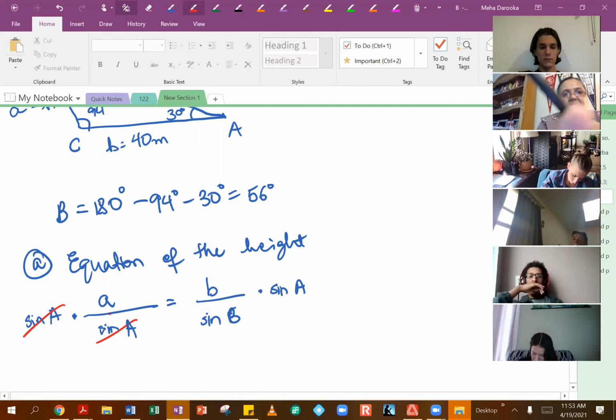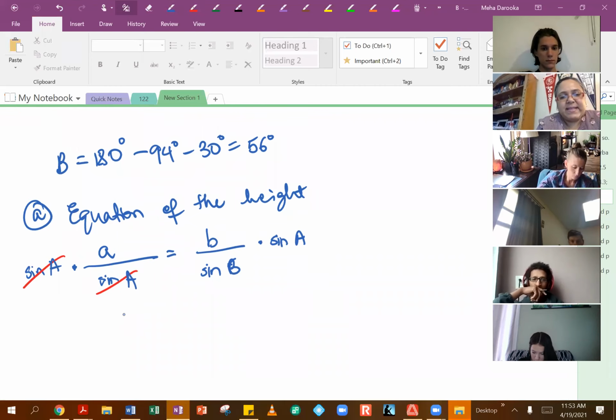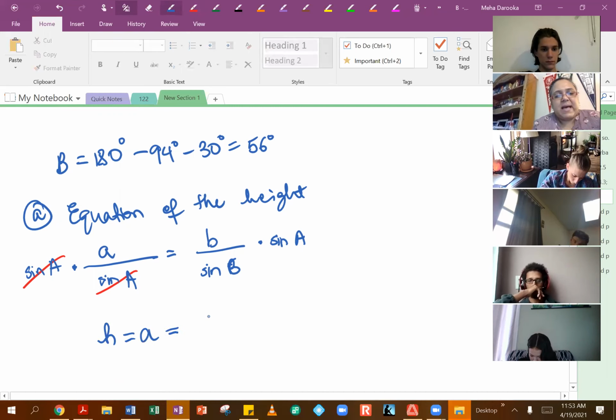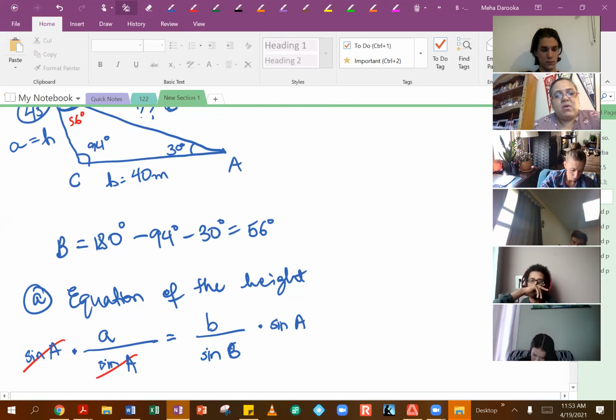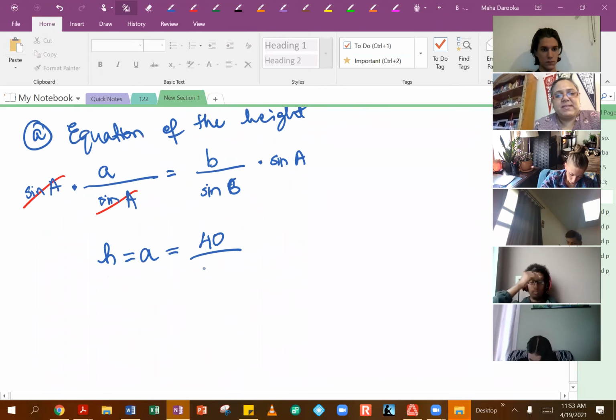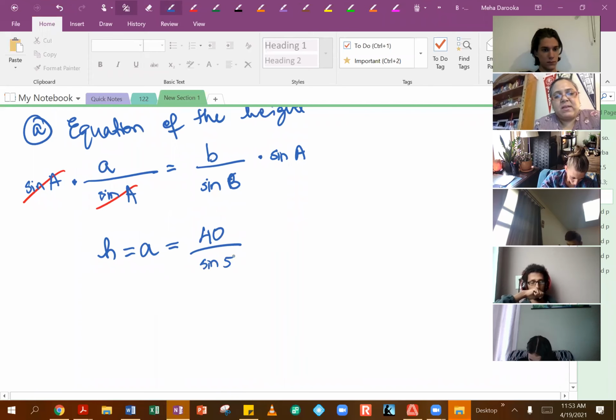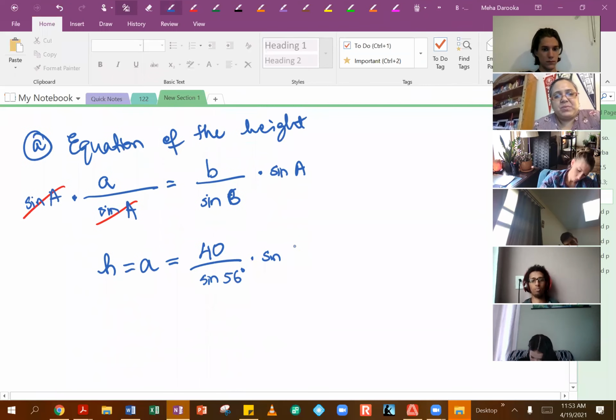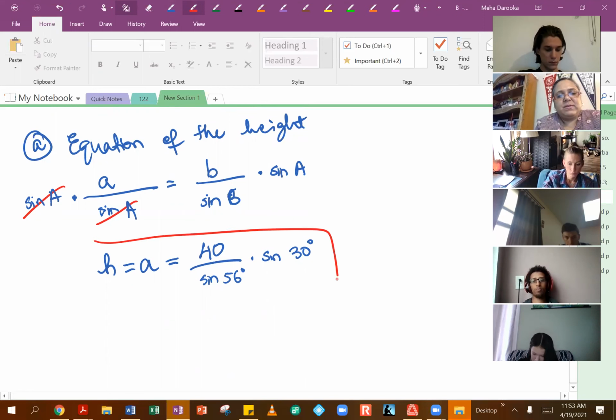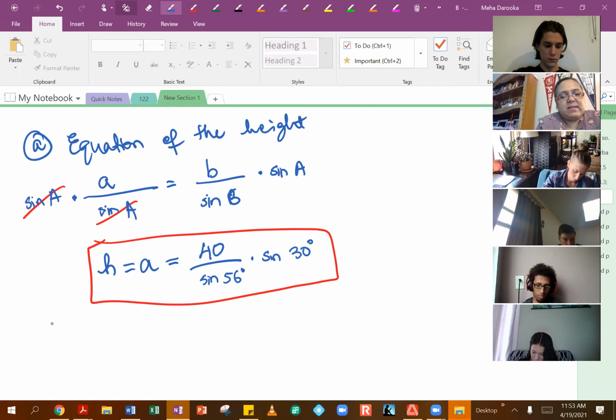This will cancel out. So now if we have to translate this into the known values, this can be our height, which is also side A. Side B is 40 meters, so this will be 40 over sine of B. Angle B was 56. So this will be sine of 56 degrees, and then you're multiplying this with sine of A, which was the 30-degree angle. So that's the equation. And then for part B, to find the height.